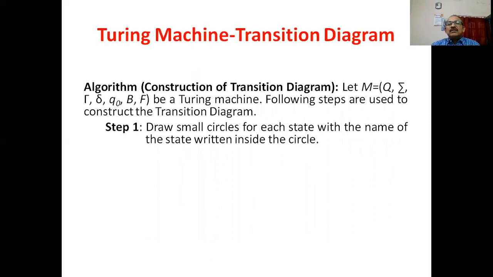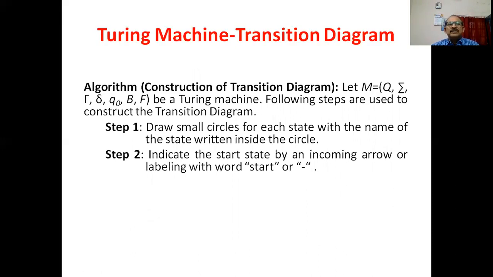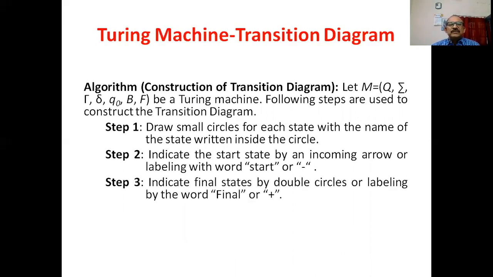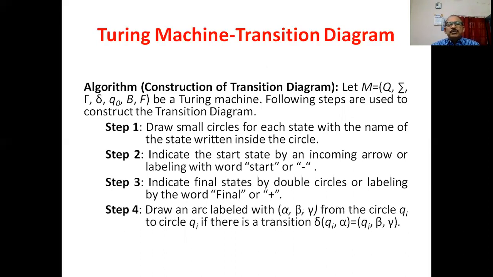Draw small circles for each state with the name of the state written inside the circle. We already know this state. Next, the start state is represented by an incoming arrow, or the word start, or a minus sign. Final states are represented by a plus sign, or the word final, or a double circle.